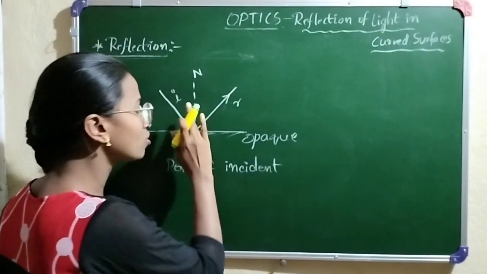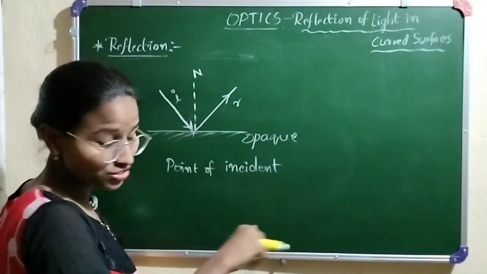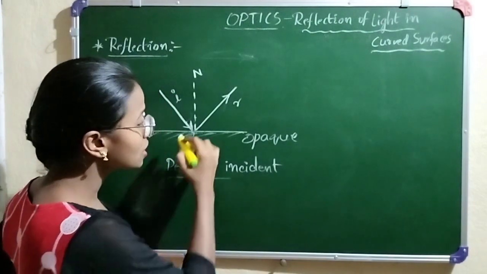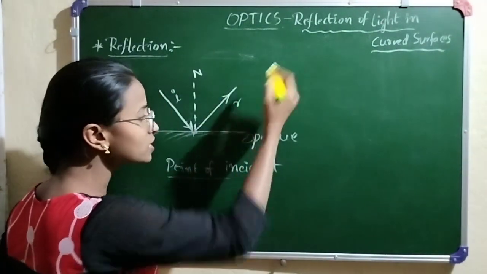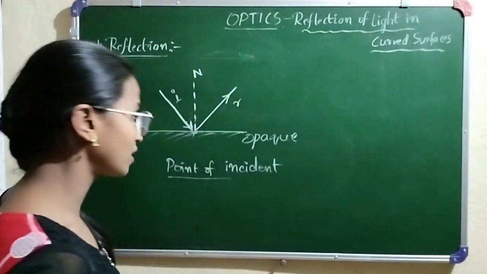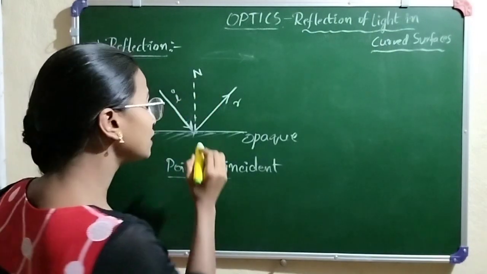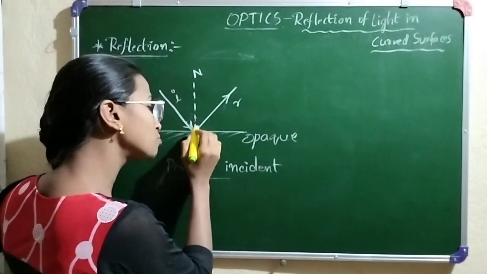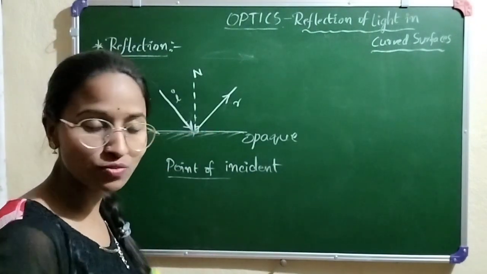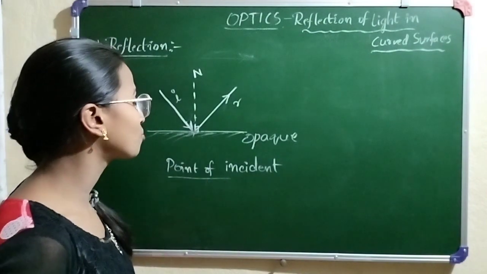Let's see this once again. This is the incident ray, where the light ray is incident. The point where it strikes is called the point of incident. From the same point, it bounces back. This is the reflected ray. At the point of incident we draw a perpendicular line to the surface. That is the normal.